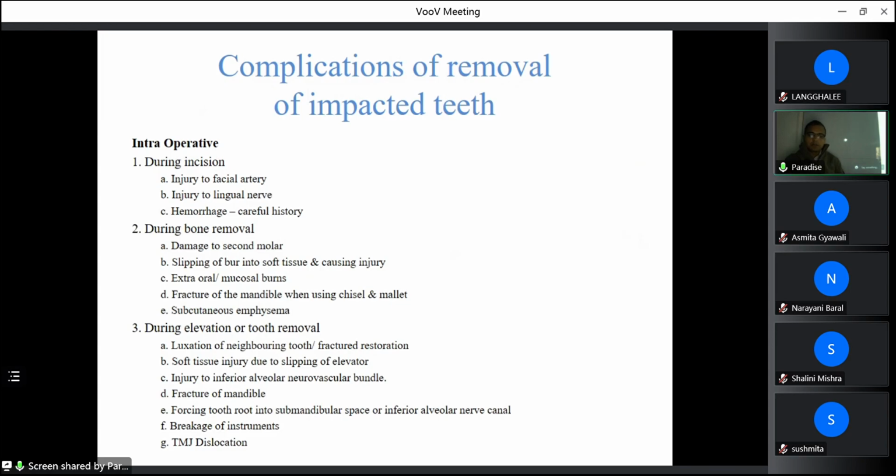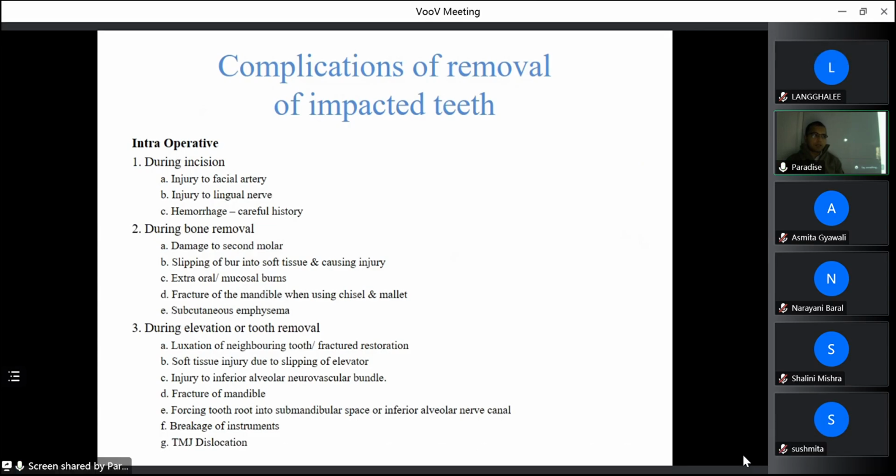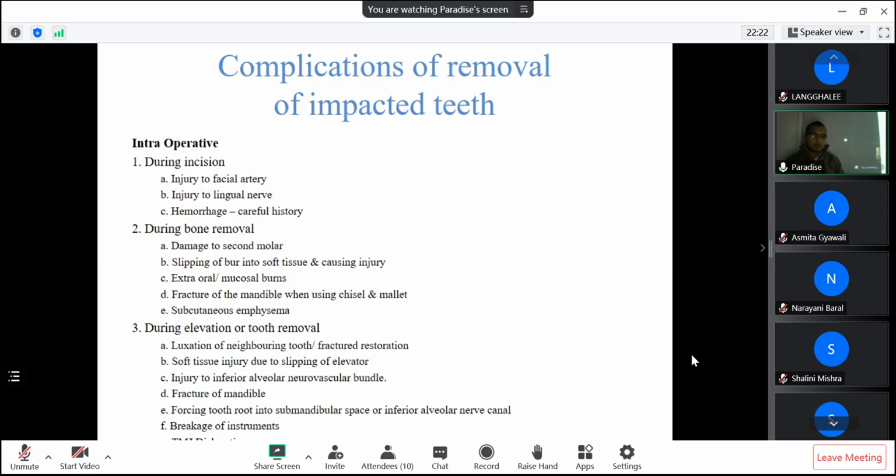A complication of removal of impacted teeth intraoperatively, during incision, is injury to the facial artery, because the facial artery is just present at the lower border of the mandible, just anterior to the attachment of the masseter muscle. It crosses the lower border of the mandible and goes superiorly and divides into the superior labial artery, inferior labial artery, and angular artery.